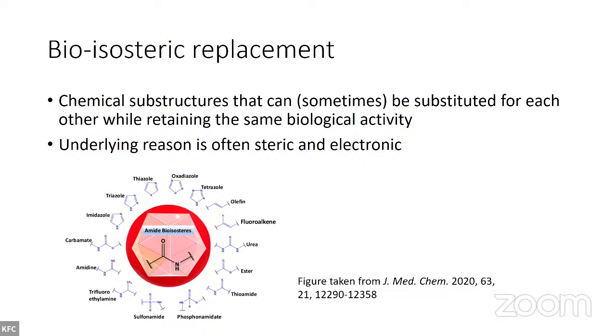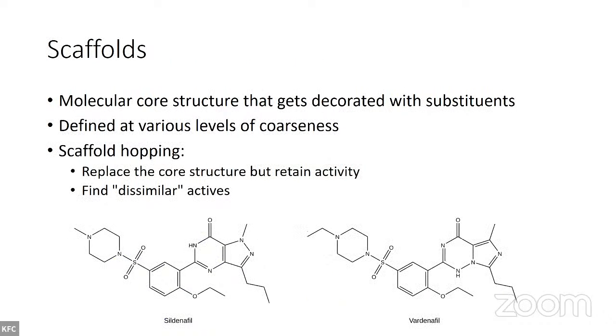Then one more thing to mention is the concept of scaffolds, and I mention it because this is another way to break through the similarity wall. This is usually described as a molecular core, something you decorate with substituents. So here in this case, this is Viagra, this is sildenafil. The scaffold would be this ring system with the substituents here being methyl, propyl, ethoxy, and methyl.